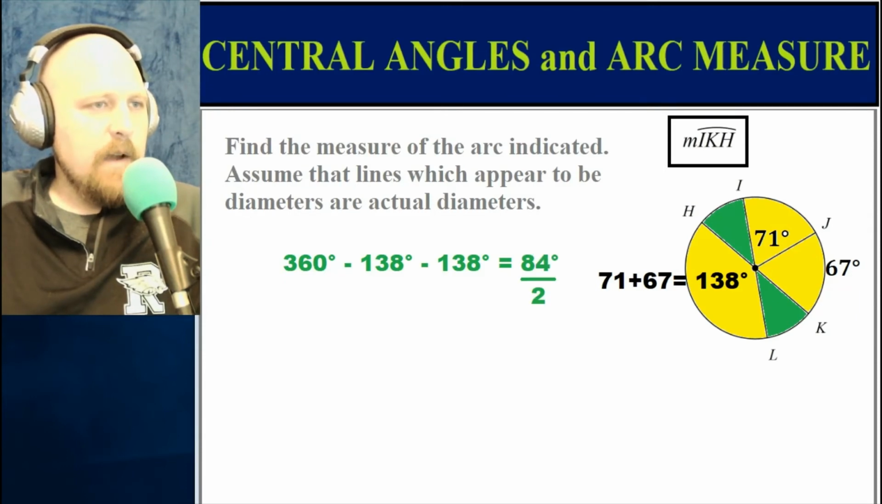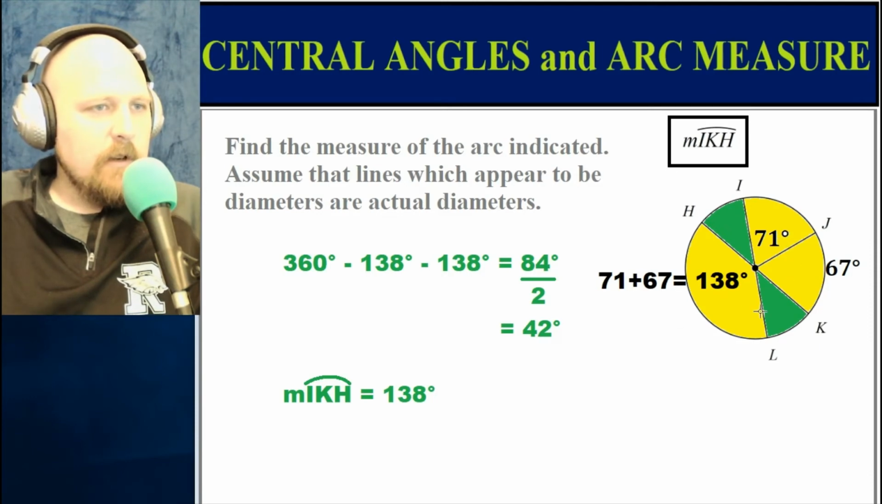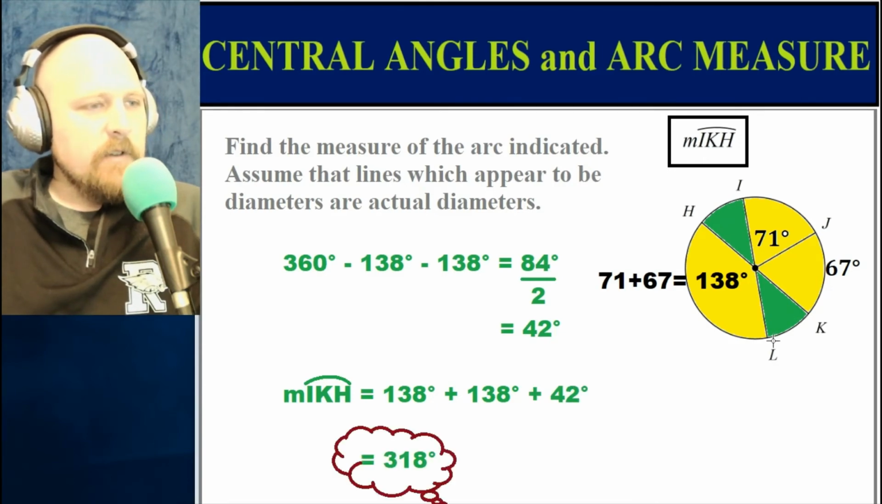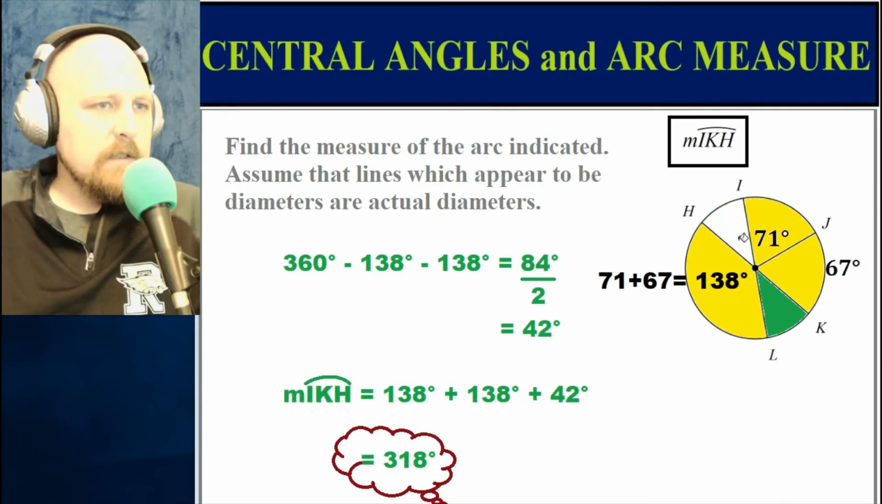We then have to divide by 2, which is going to give us 42 degrees for each of these two green sections. And then to find the measure of the major arc IKH, we have to add these four sections together, and we know that these two here, 71 and 67, is 138. We know that this yellow section is 138, and we know that both of these green sections are 42, but we only need this one right here, this K to L, and that's going to give us 318. Just keep in mind that because we don't need this section right here, we only have to add one of those 42s.